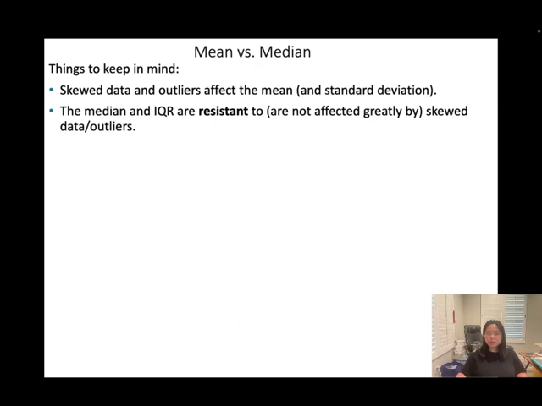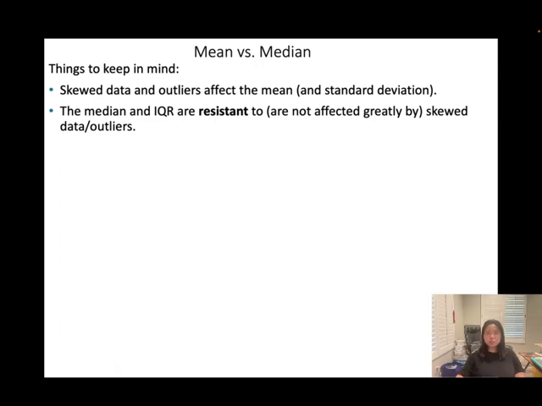The median and IQR are resistant to, and not affected greatly by, skewed data or outliers. So think about how you find the median. The median is the data in the middle. Even though we do have an outlier, it doesn't really affect the median, right? So the median and IQR are not affected greatly by skewed data or outliers. Usually when you have an outlier, the distribution will skew to the right or skew to the left, so using the median will give a better representation of the typical value.